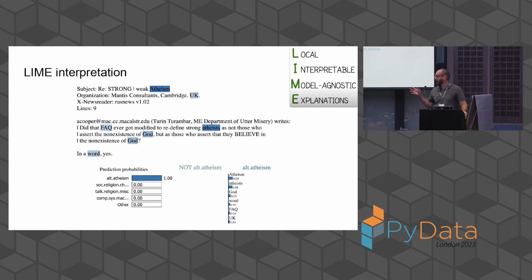Just so you can understand exactly what is happening here, this is one random test example. There's this post in this news group, and it's classified correctly as atheism, and this is a softball, right? Like there's atheism, God, atheist as keywords. And interestingly, there's also UK below as a feature that goes towards this class.